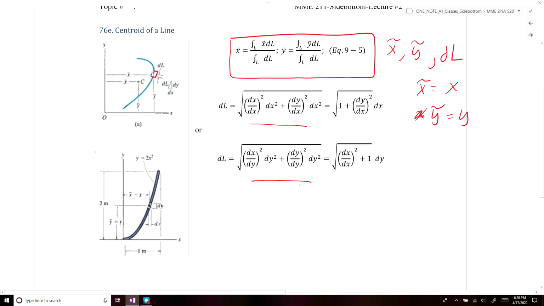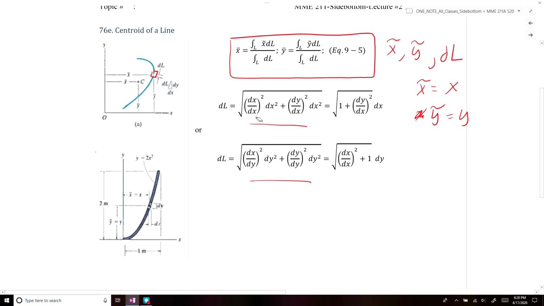Alright, so I think this should be a y under here. Nope, never mind, sorry. That's correct.